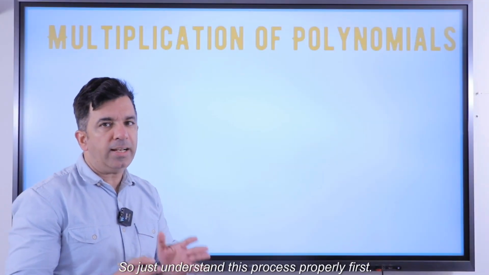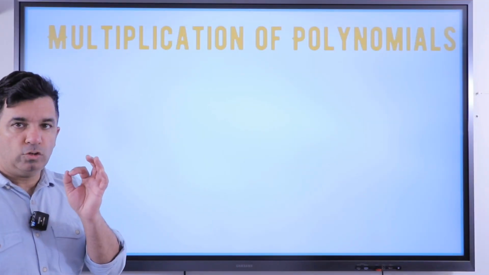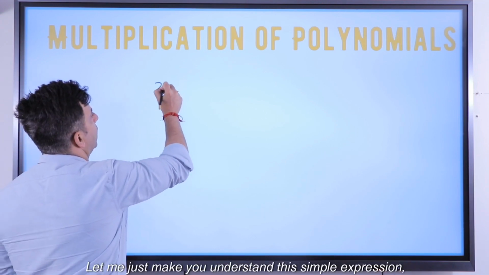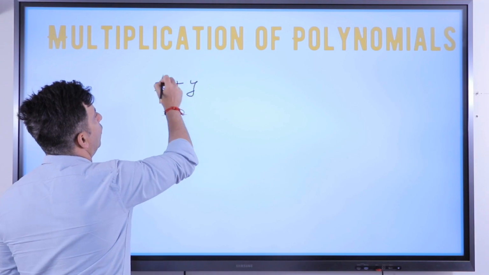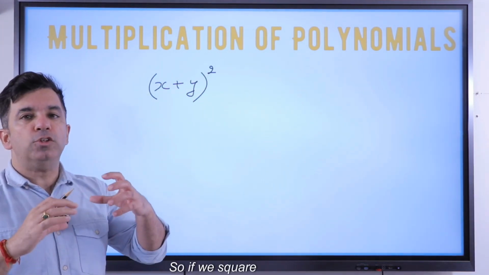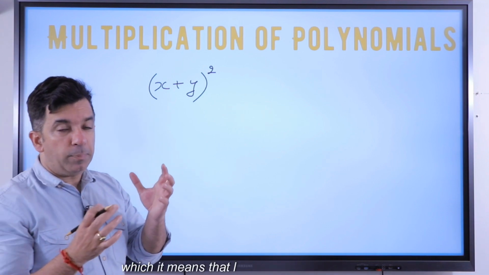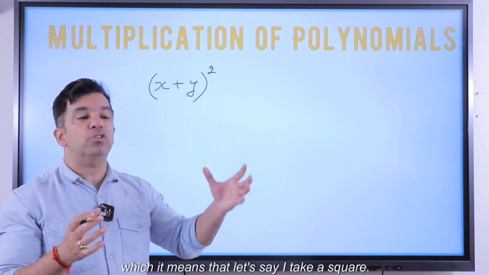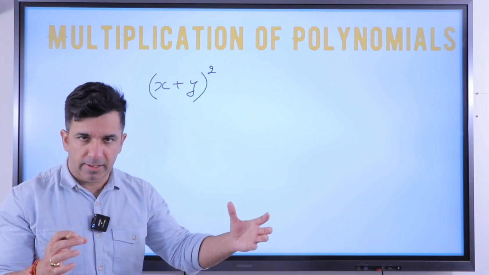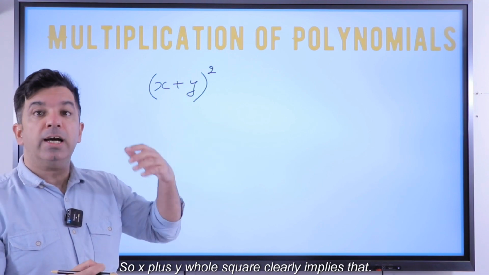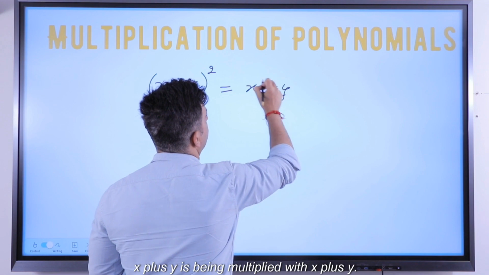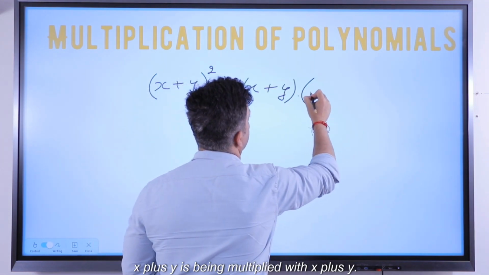So just understand this process properly first. Let me take a basic case. Let me just make you understand this simple expression, which is x plus y whole square. If we square something, let's say I take a square, a square means a is being multiplied with a. So x plus y whole square clearly implies that x plus y is being multiplied with x plus y.